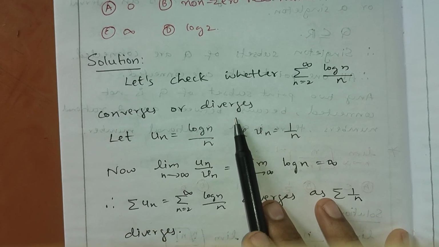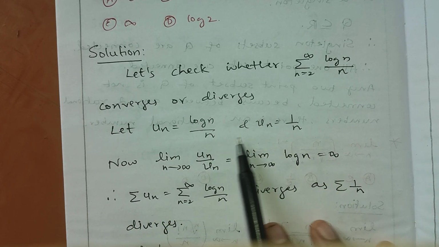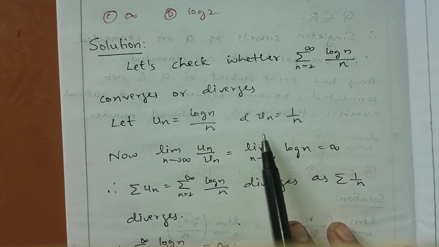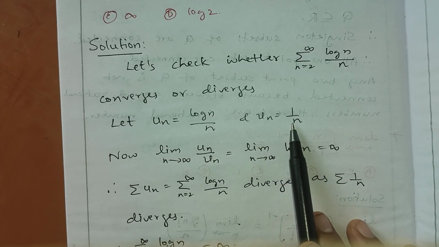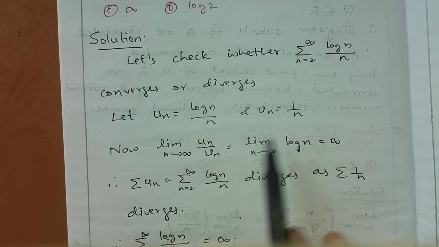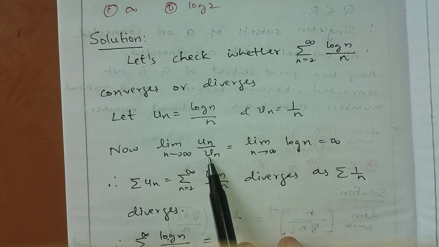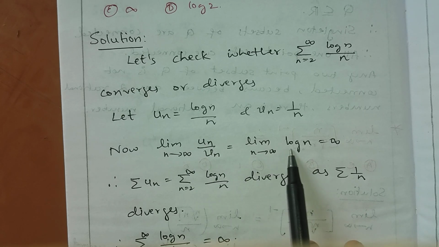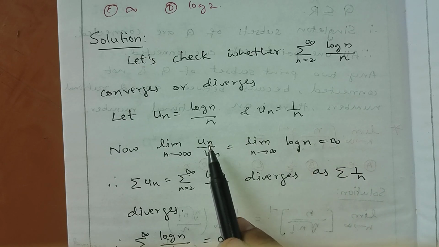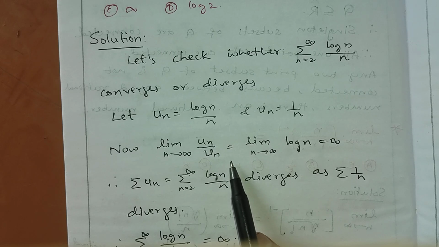Let u_n equal log n by n. Let v_n equal 1 by n. We will apply the limit comparison test here. We know that the series of v_n is the series 1 by n, which is the harmonic series, and it is divergent. Now the limit as n tends to infinity of u_n by v_n is the limit of log n, which is equal to infinity, which is not zero. Therefore, both u_n and v_n either converge or diverge.